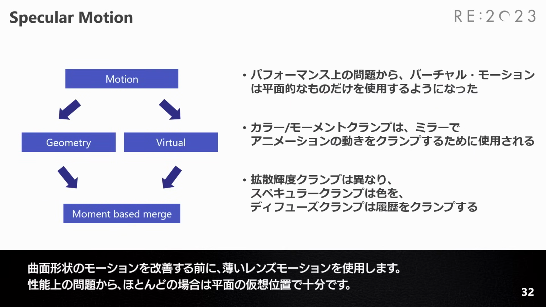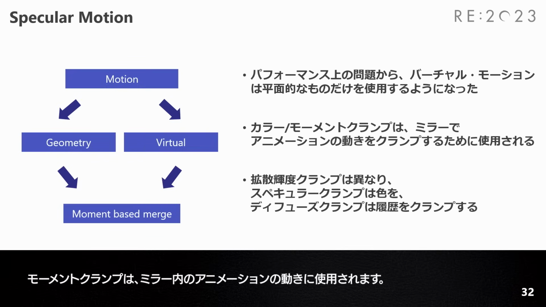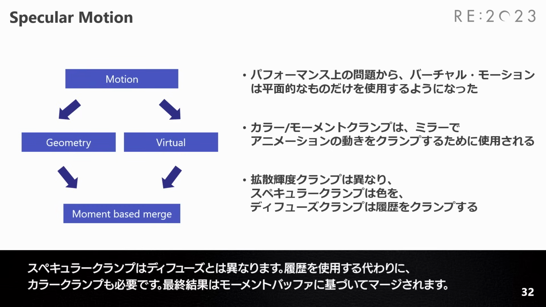Thin lens motion was used before, improving the motion from curved geometry. For performance reasons, planar virtual position is totally enough for most cases. Moment clamp is used for the motion of animations in mirrors. Specular clamp is different to diffuse. Instead of using history, color clamp is also needed to maintain visual quality. The final result is merged based on the moment buffer.